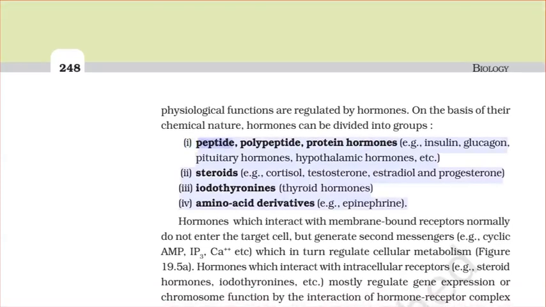1. Peptide, polypeptide, protein hormones, for example, insulin, glucagon, pituitary hormones, hypothalamic hormones, etc. 2. Steroids, for example, cortisol, testosterone, estradiol, and progesterone. 3. Iodothyronines, thyroid hormones, and amino acid derivatives, for example, epinephrine.